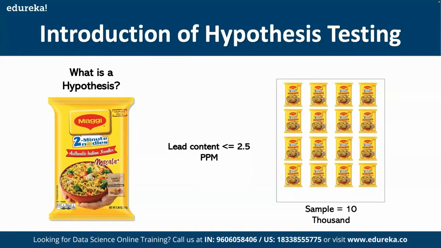So what it means is, instead of testing on the 10 lakh products, I'm testing on 10,000 products, and whatever outcome I get, I'm going to generalize it for my entire population. Let's say out of 10,000 packets that I've sold, I found that all the packets have a lead content of less than 2.5. Then I will report that the Maggi is safe and the lead content is less than 2.5. That is the overall way in which we are going to interpret this scenario.